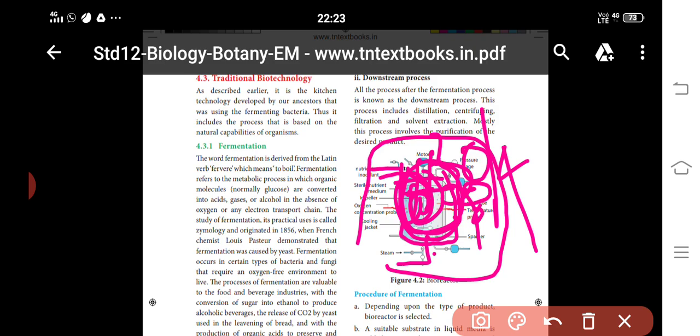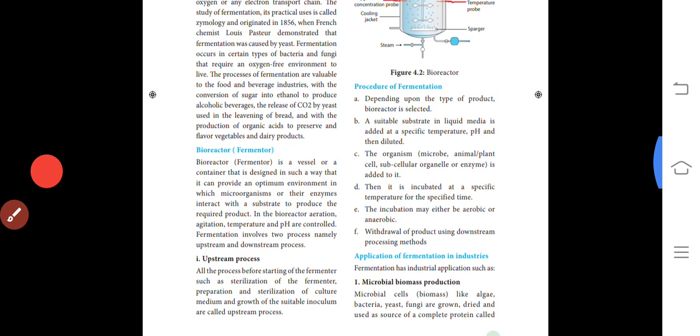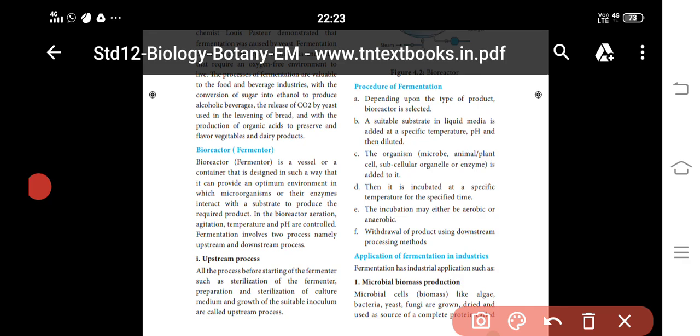So that's the first one, the upstream process. The bioreactor is a vessel where optimum temperature and pH are all controlled. Next one is the upstream process.